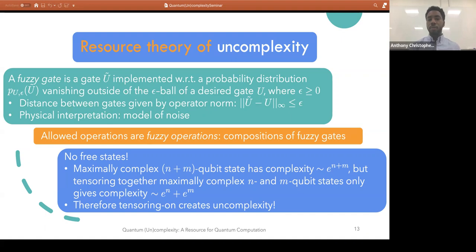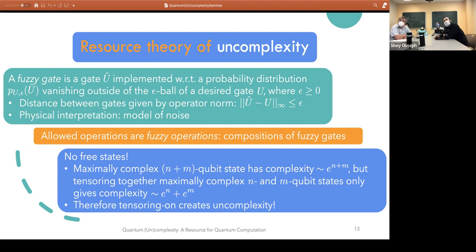So as I said before, we start off with allowed operations. If there is a set of designated states that, with the allowed operations, do not create the resource that we want from scratch, then those can be our free states. In this case, it's not possible. Because tensoring on creates uncomplexity, this theory has no free states.